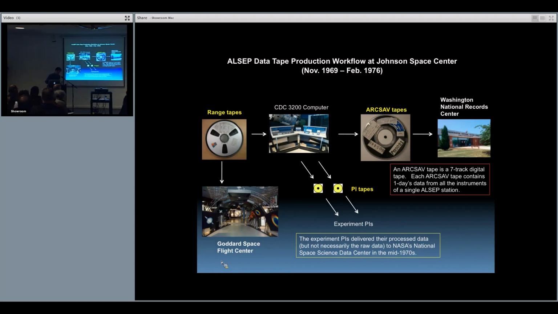Also, the JSC started making archival purpose tapes called archive tapes. Archive tapes were meant to be a sort of master digital tapes that included data from all the instruments from one ALSEP station. Each day they generated a tape like that for each Apollo landing site, so they generated 5 archive tapes every day. According to the reports written back then, these archive tapes were sent to the Washington National Records Center, which is a facility of the National Archives.